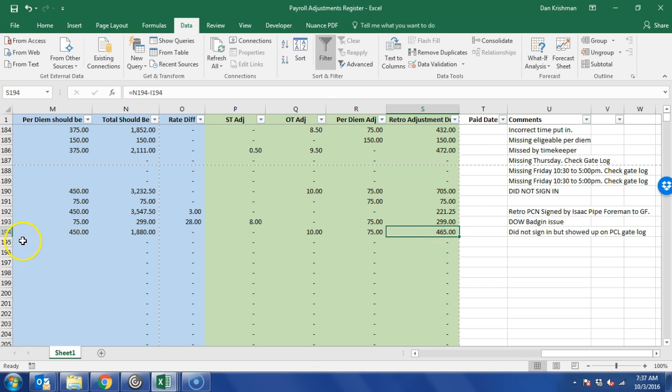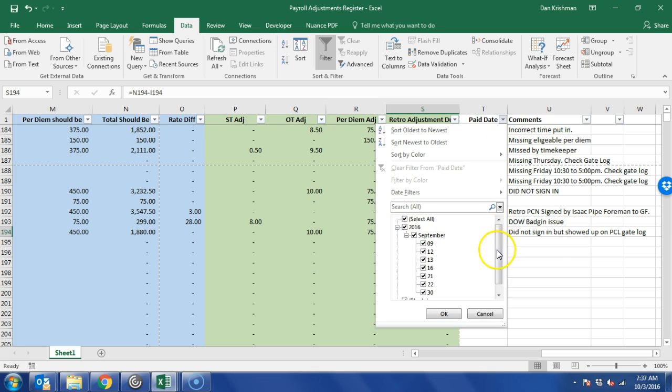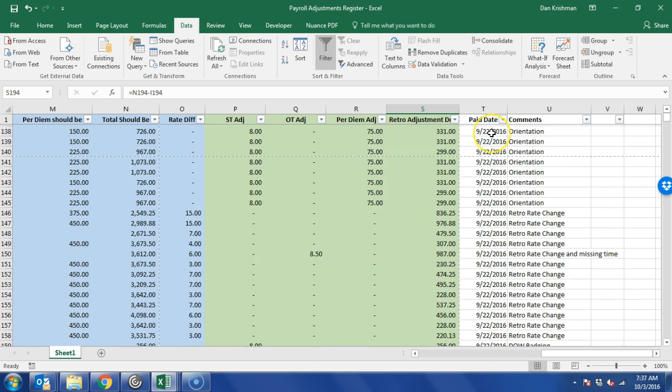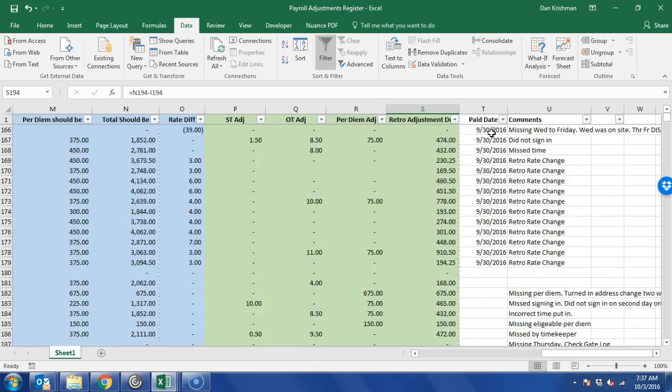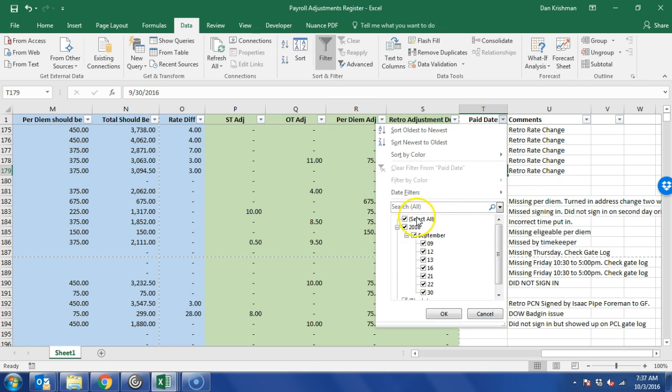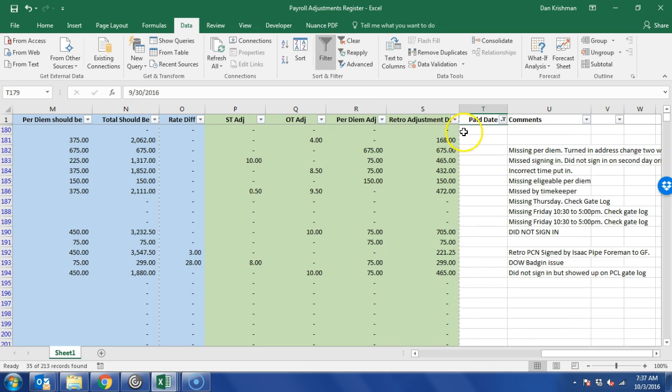Now, when you're done entering all the payroll adjustments for the period, what you do is you filter on blank. See, this is a running payroll register, and I keep track of the dates that I pay out these payroll adjustments, and everything that does not have a date. So let's go to blank. This is a list of payroll adjustments that need to be made.